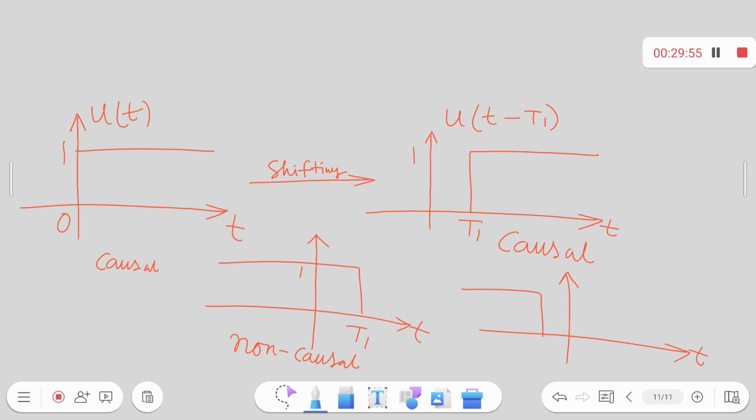Is it only non-causal, the last signal? Yeah, it is non-causal. True, it is non-causal. And apart from that, it is also anti-causal. It's non-causal because it doesn't obey the causality property. At the same time, it is also anti-causal because, as you know, not all non-causal signals are anti-causal, but all anti-causal signals are non-causal. Okay. So that is all about the causality property.